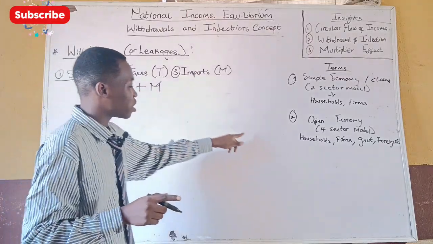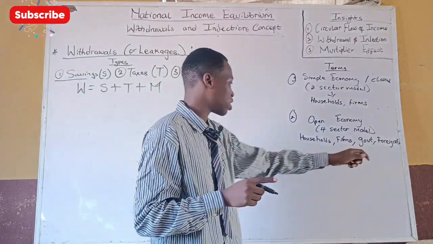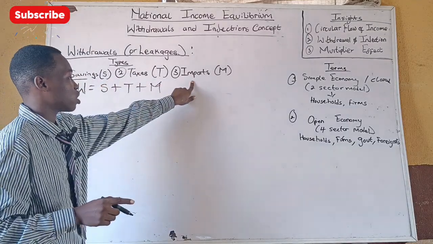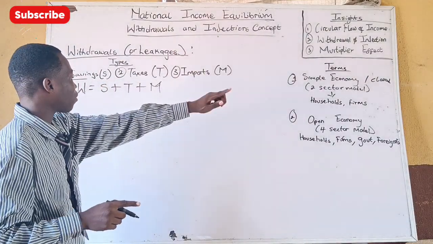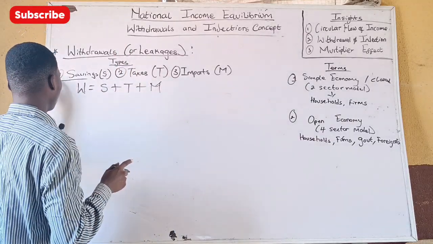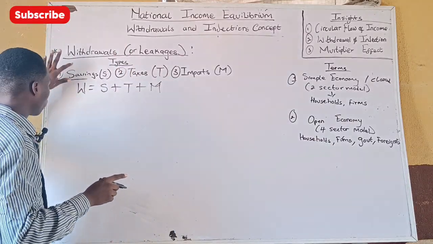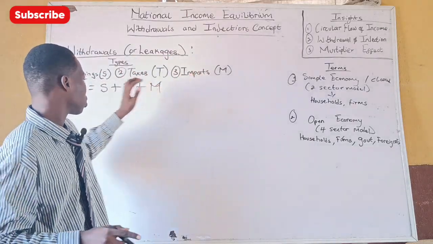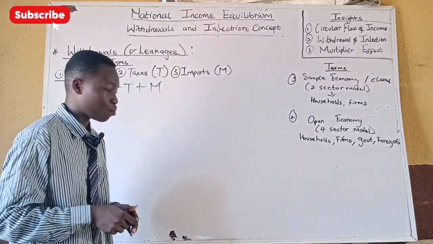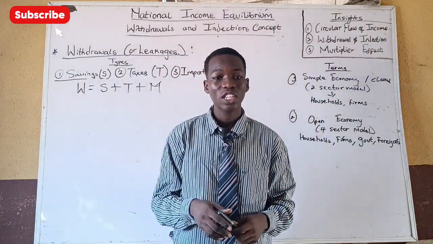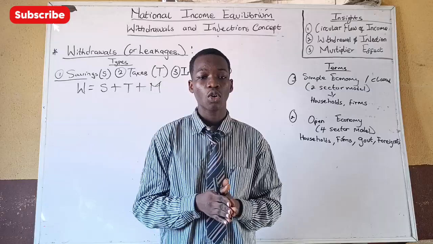So note that when we are talking about simple economy under withdrawal, we only have one, which is the savings. But when we now say everything together, that is household, firm, government and foreigner, that is open economy, that's when we are going to have tax and import. Import is under foreigners, while tax is under government. That's why I said for only simple economy, savings, but for open economy we have these three forms, which is savings, tax and import.